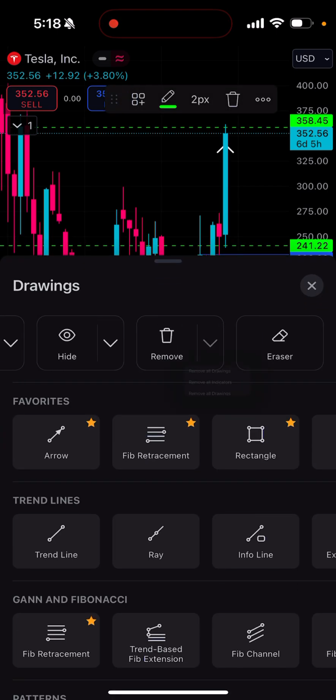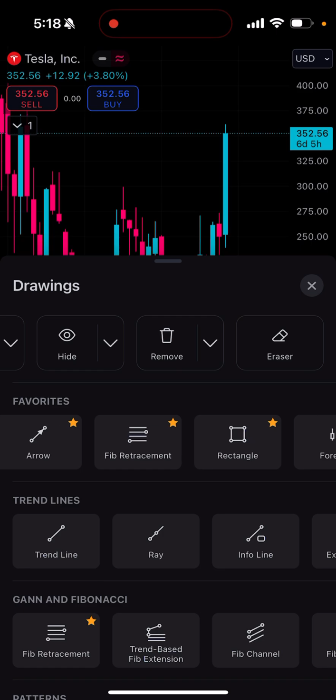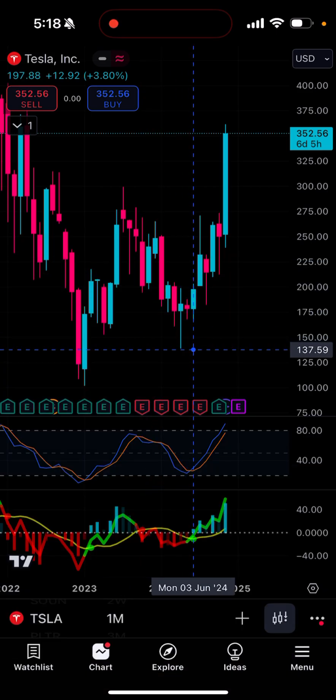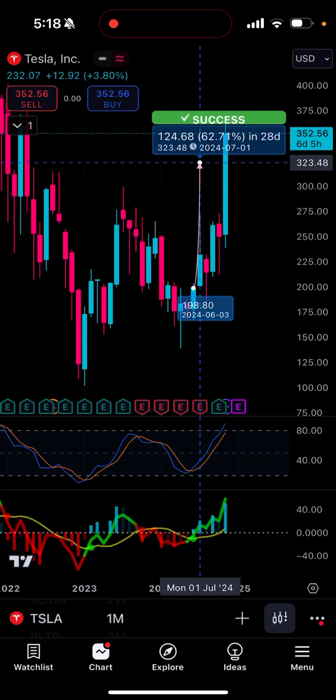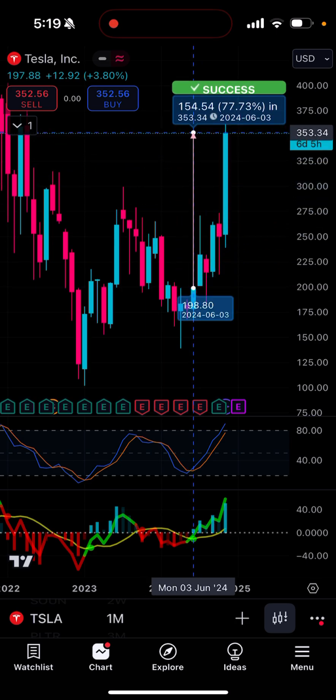Let's get rid of all of this stuff. There's other things that I have right there for trading, but again, you would have purchased right here at 198. You would have currently been up, keep in mind, this was this year. This was just in June. You would have purchased this in June. You would have already been up 77%, right?